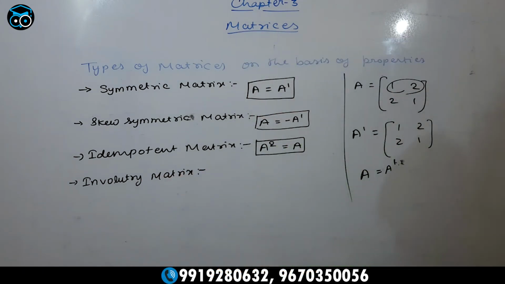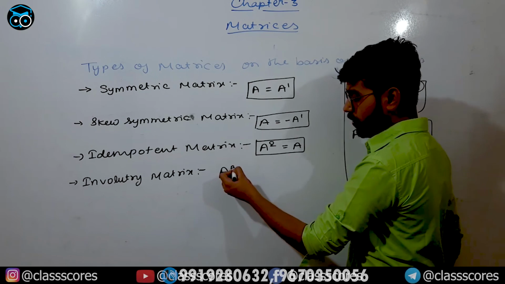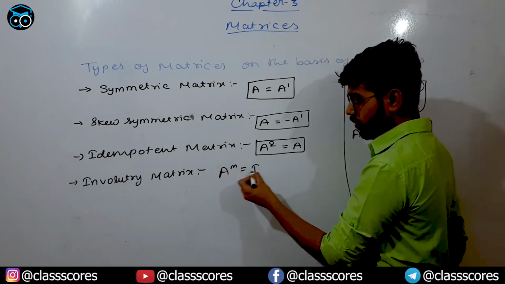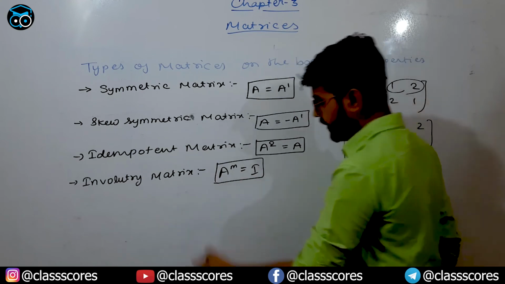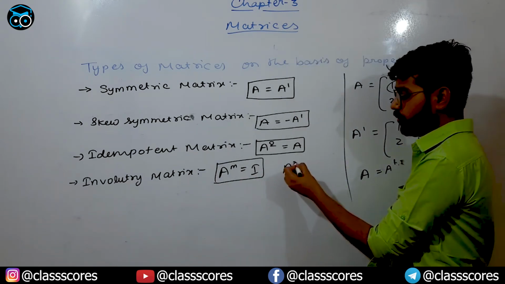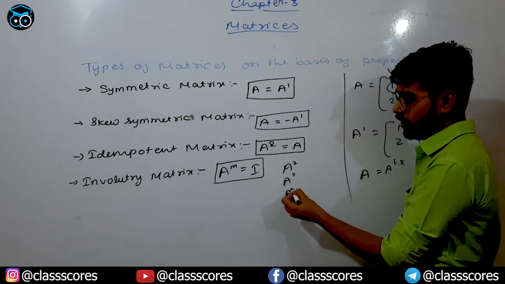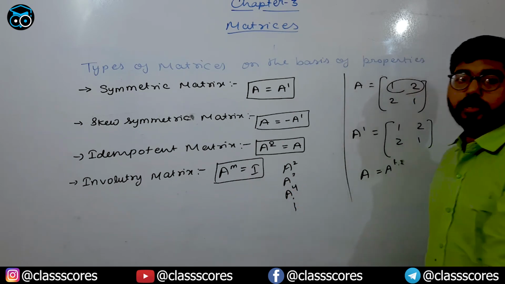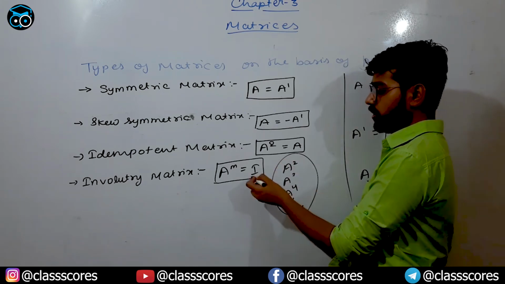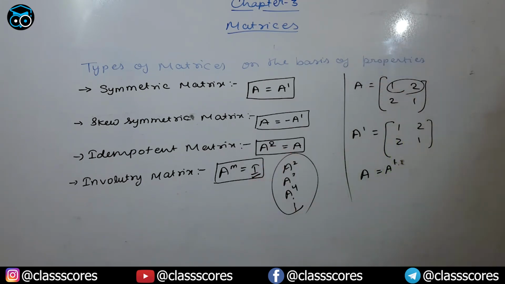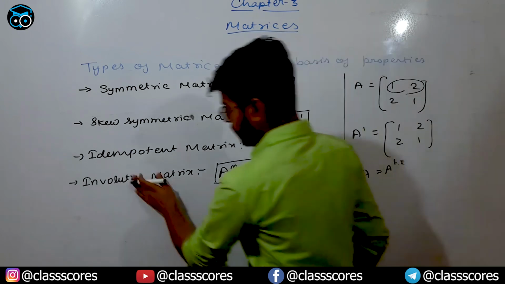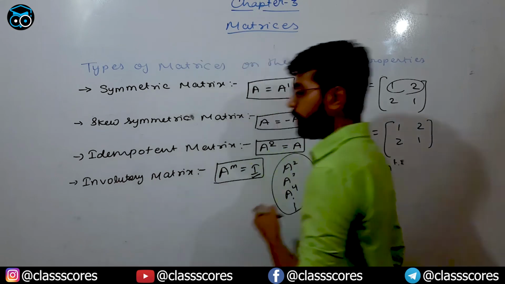Involutory matrix. Involutory matrices are those matrices where a power of the matrix gives only the identity matrix. Whether you calculate the square, the cube, or the power 4 and so on, it always gives you the identity matrix. Then those types of matrices are known as involutory matrices. Okay, I think that was the spelling of involutory matrix.